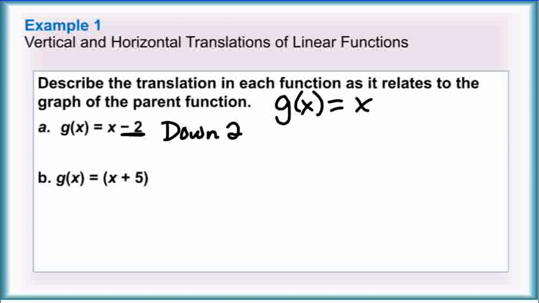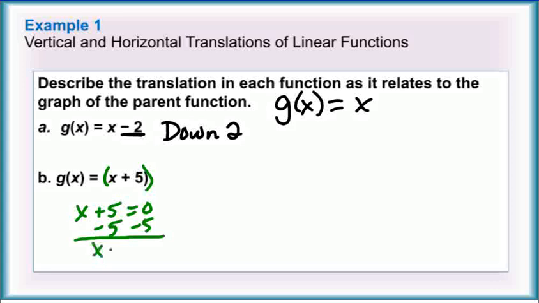This next one, because this is in parentheses, that 5 is attached with that x, because really there's a plus 0 at the end. We just don't put the plus 0 there. So it's not going up or down. This is actually going right or left. So this is what I would like to do. I would take this x plus 5, make it equal to 0, and then solve for x. If I were to subtract 5 on both sides, I would have x equaling negative 5. So if x is at 0, where is negative 5? Negative 5 is to the left. So this would be shifted left 5 units.